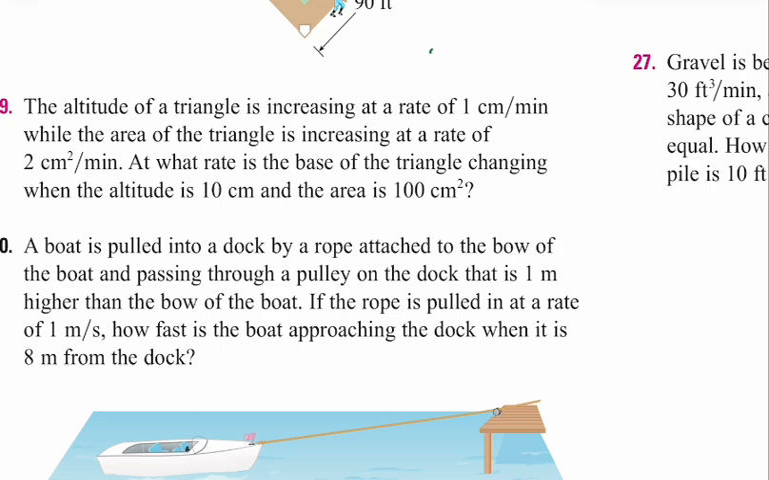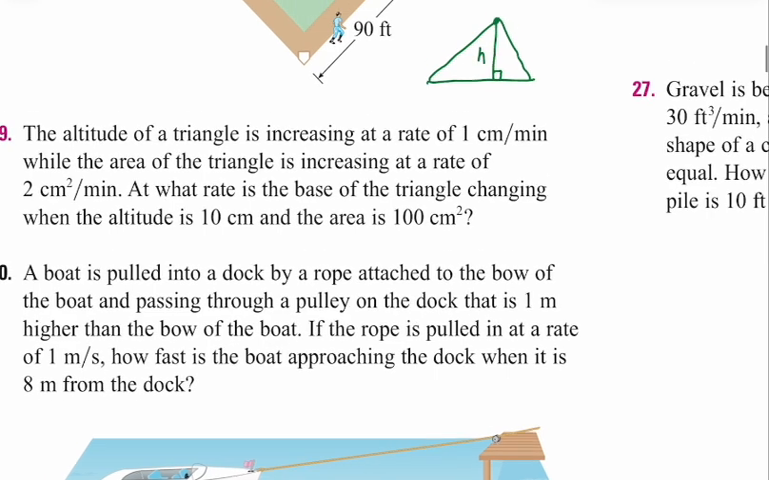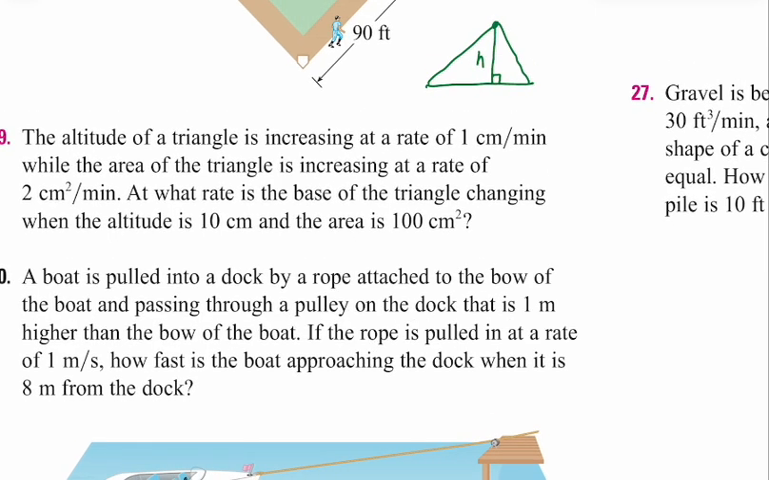Okay, so let's draw a triangle. An altitude from a triangle is from the vertex across from the side, and it comes down and hits at a 90-degree angle. Many times we refer to that as the height of the triangle. So I know that dh/dt is increasing at a rate of 1 centimeter per minute.